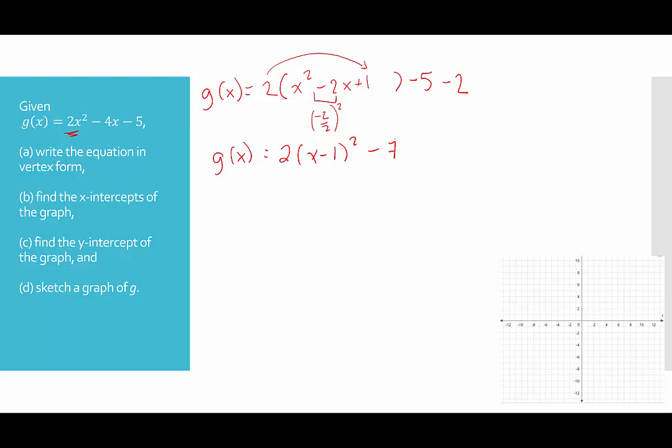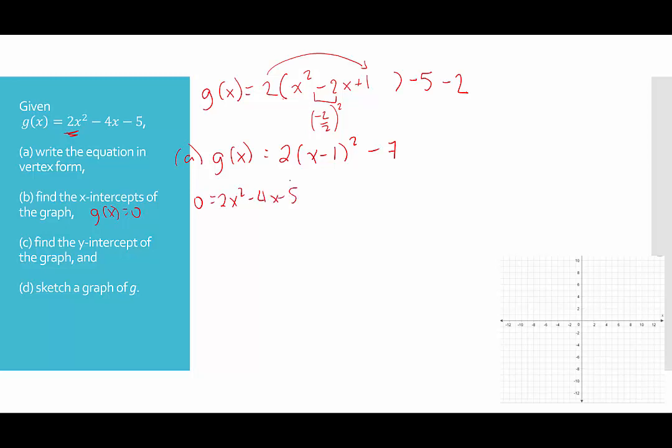And that's it for part A. That is the vertex form. Done. That was nice. Okay, now part B, we want to find the x-intercepts. Now, unfortunately, plugging in 0 for g of x, 2x squared minus 4x minus 5 is not factorable.